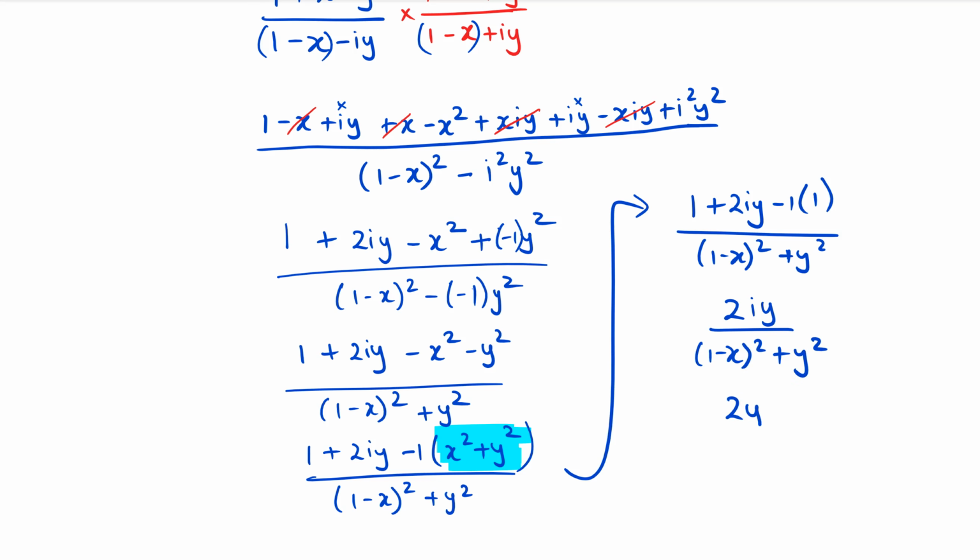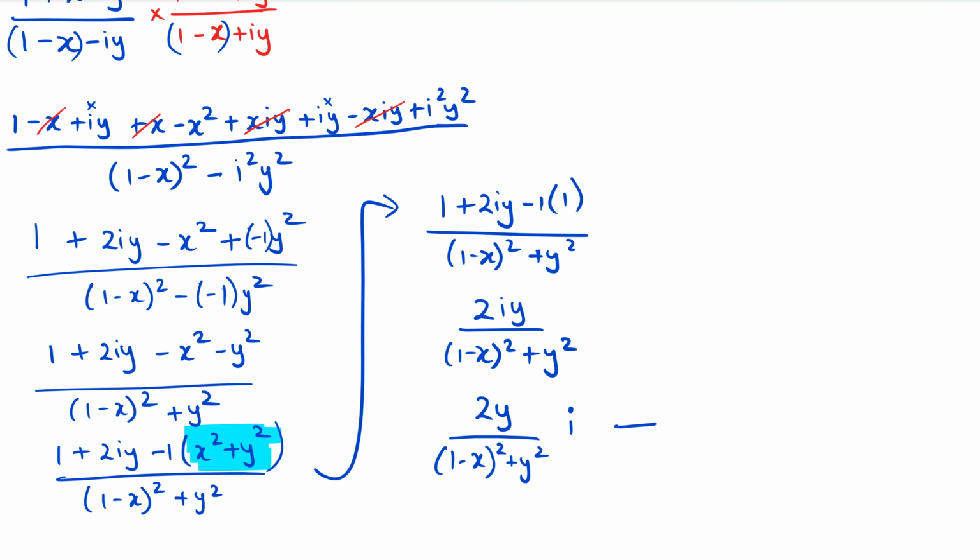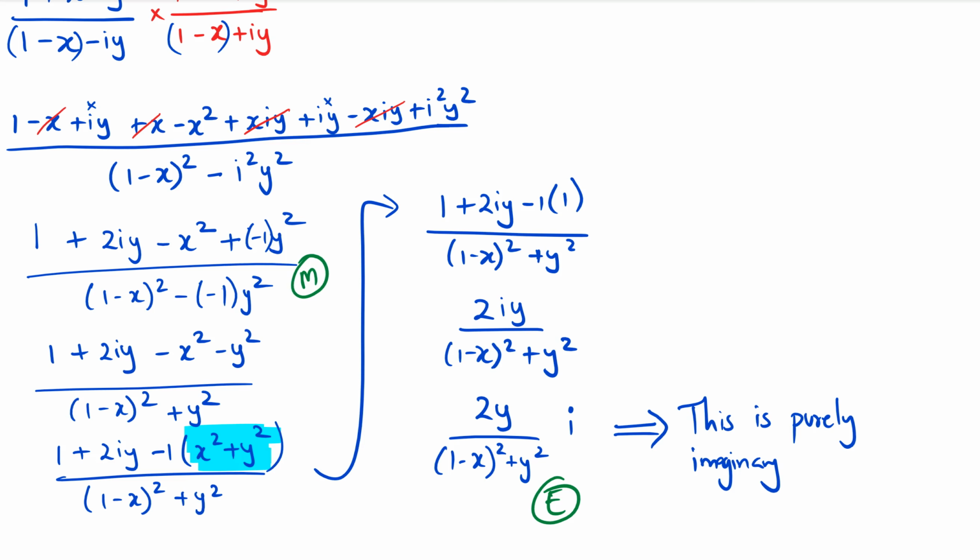So I can rewrite this as 2y over 1 minus x squared plus y squared, times i. And as you can see, this is purely imaginary. And so we've actually just proved that this is purely imaginary. So this grade here is an excellence. Correct expansion without i squared gets you a merit, which means somewhere here you could get a merit.